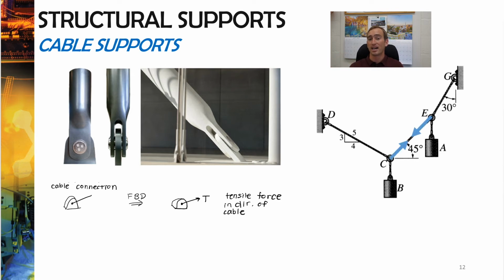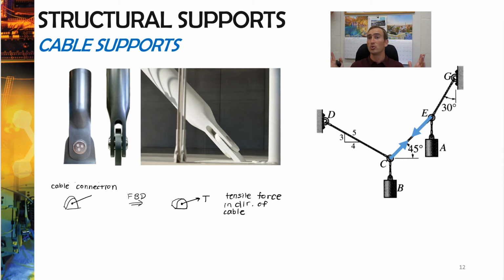In this particular case, point C or point E. And the force that the cable is applying at that point is always away from that point. It's a tension. So at point C, the force or the tension of cable CE is pulling upwards and to the right. However, at point E, the cable is actually pulling down and to the left.